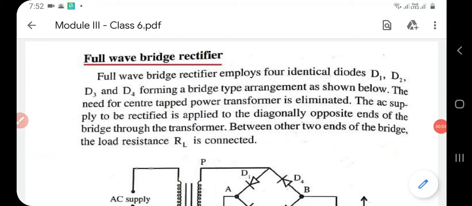Good morning, all. Today, we learn about the full wave bridge rectifier. In the last class, we studied the full wave rectifier, and before that, we learned about the half wave rectifier, right? Now, in today's session, we will learn about the full wave bridge rectifier.